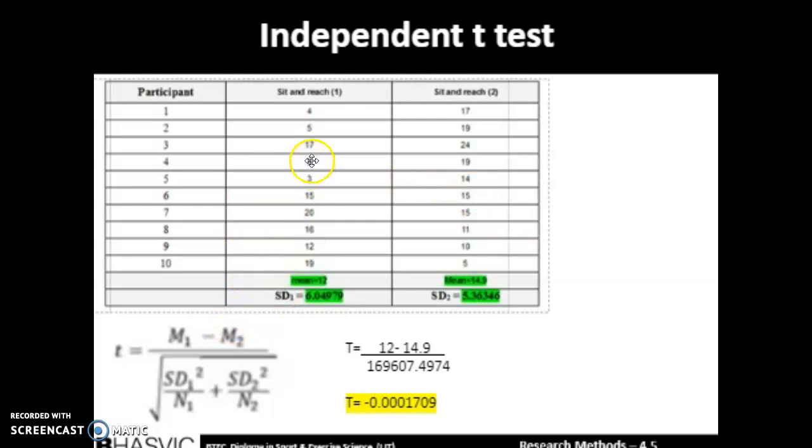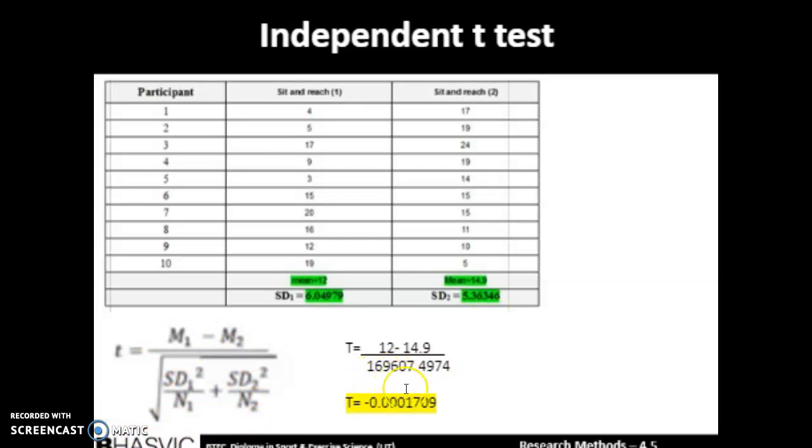So what we had to do is we had to find the mean for both of these columns. So we've got 12 here and 14.9 here, and we find out the standard deviations. So what we do is we're going to input this into our formula here. So we've got the mean 1 minus the mean 2, so that's 12 minus 14.9. And then we've got to do this funky bit at the bottom, which is the square root of the standard deviation 1 over 10, and then plus the standard deviation 2 over 10 as well, and that's still square rooted.